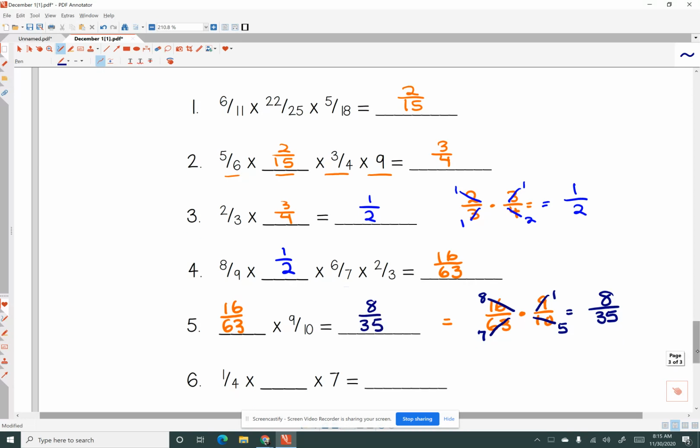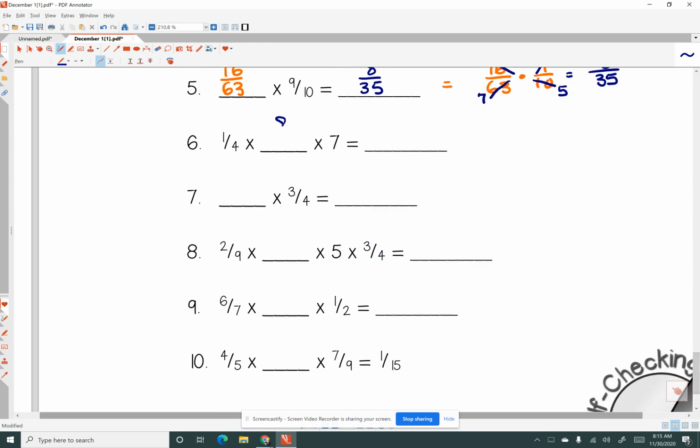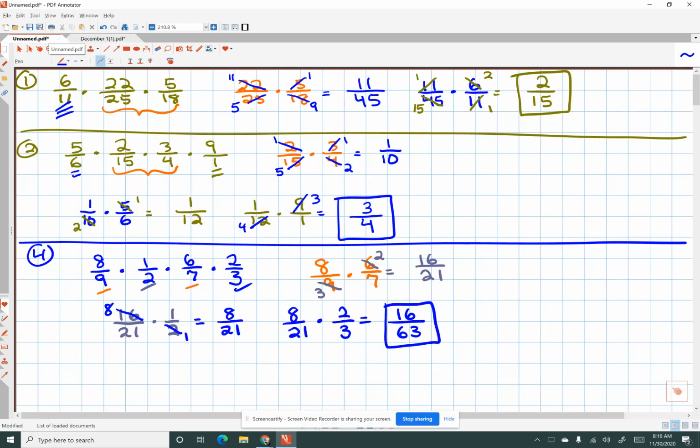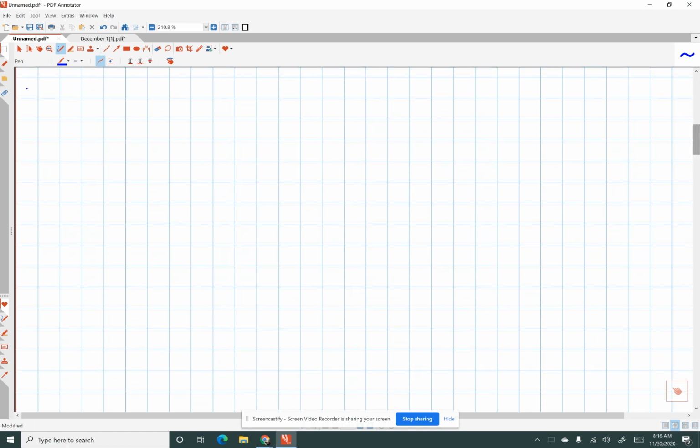Let's roll our paper down. And we'll put the 8 over 35 right there. And looks like we have 3 fractions to multiply together for number 6. So let's go ahead and get some fresh paper for that. And this is number 6, which is 1/4 times 8 over 35 times 7, and we will go ahead and put that 7 over 1.